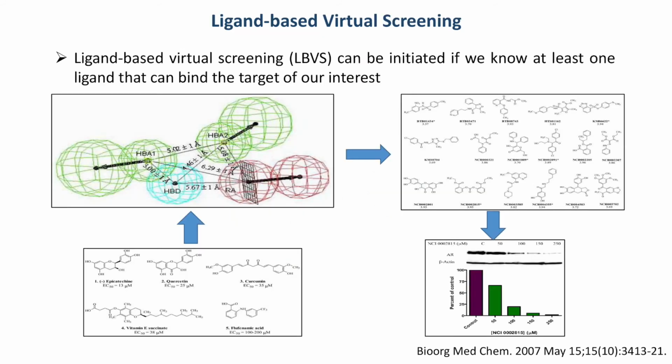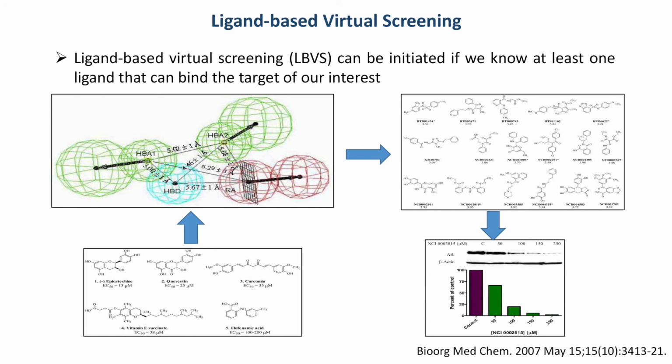Coming to the next virtual screening approach, which is ligand-based virtual screening. For performing ligand-based virtual screening, we need at least one ligand that can bind to the target of our interest. If you have a set of ligands, we can generate a pharmacophore model for the ligands, and you can use this model to screen chemical databases to identify hit compounds.